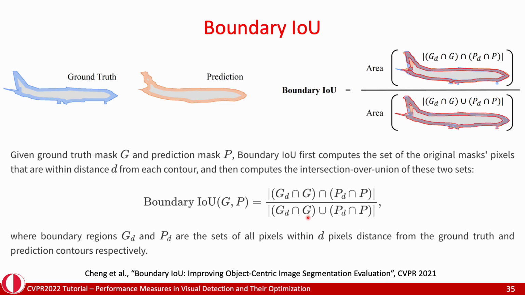Given ground truth mask G, and the prediction mask P, boundary intersection over union first computes the set of the original mask's pixels that are within distance d from each contour, and then computes the intersection over union of these 2 sets. So you basically compute these blue region and orange region, which are within distance d from each contour, and then we apply intersection over union on these blue and orange regions.